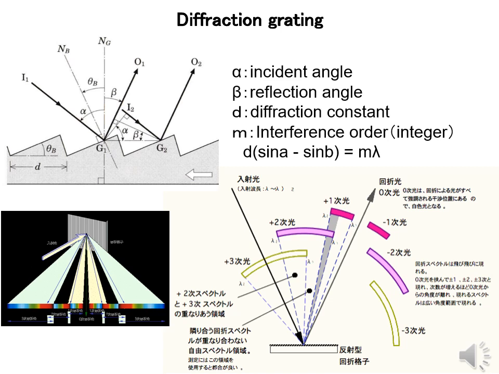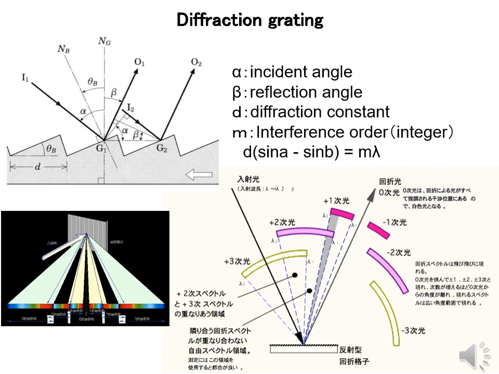There is an optical path difference between the light reflected by G1 and the light reflected by G2, causing interference. The optical path difference between the incident light I1 and the incident light I2 is equivalent to the length of the line segment shown in red, and is d sin alpha, where alpha is the incident angle and d is the lattice constant, that is the interval between the engraved lines.